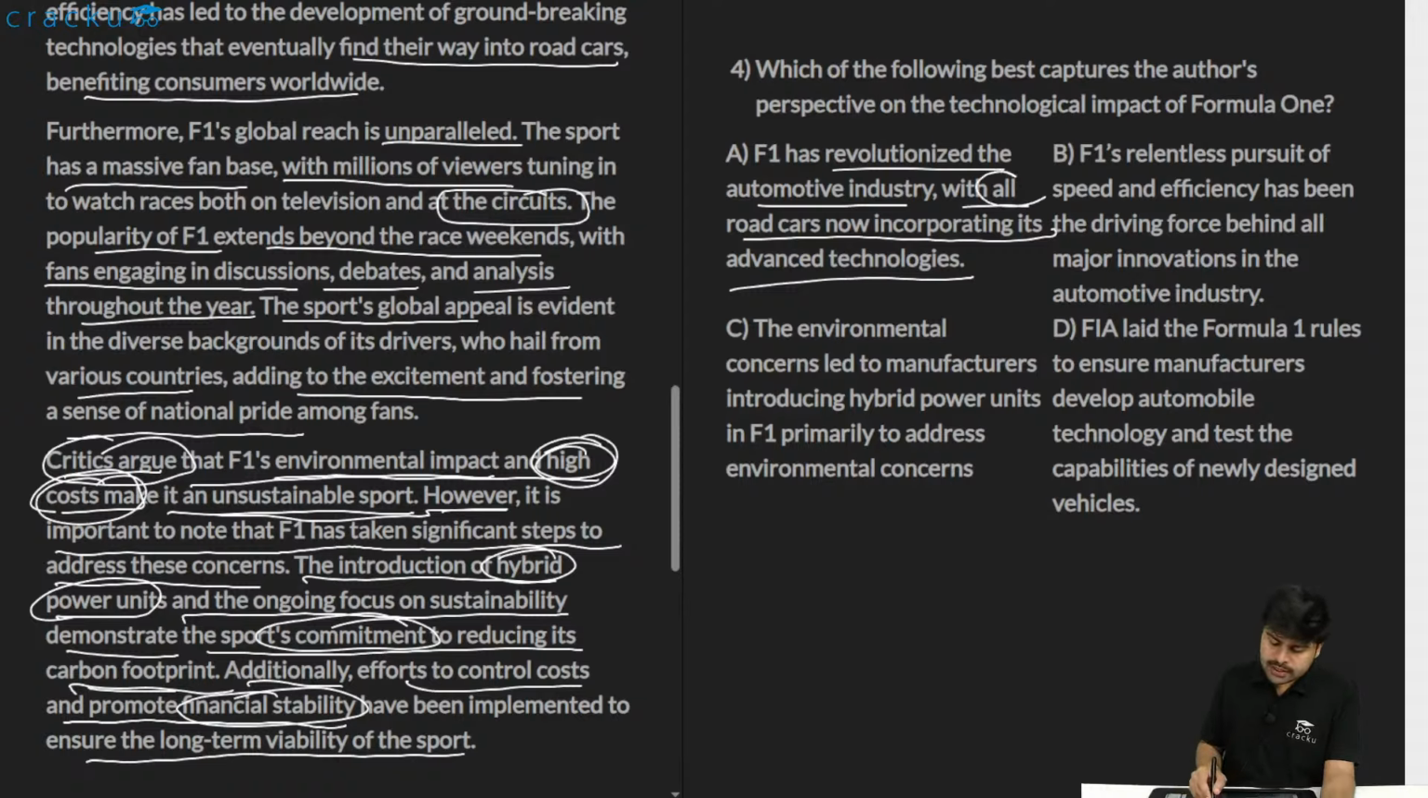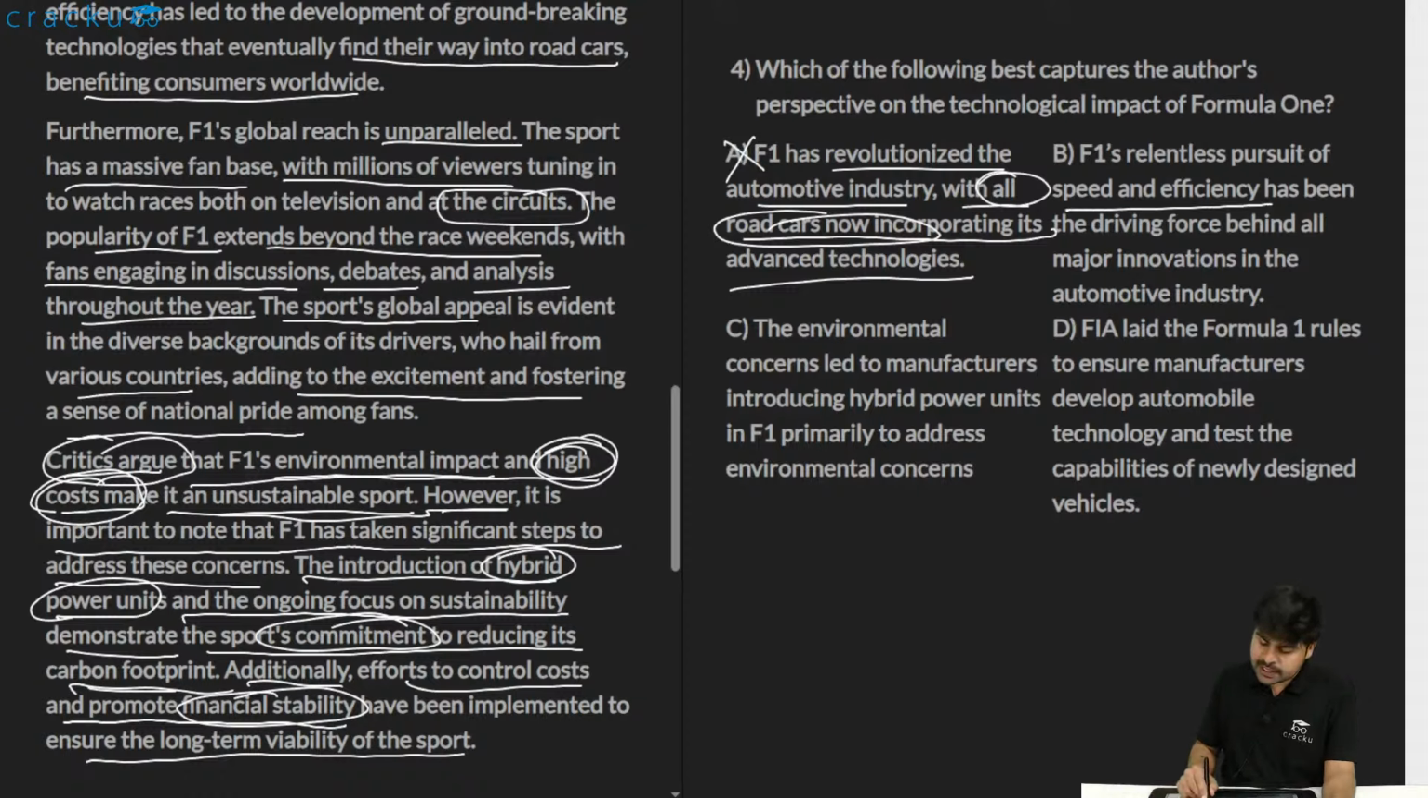All road cars, that is an extreme option, right? We need to make sure that there is a balance between practicality and cutting edge technology, right? The cutting edge technology that is employed in Formula 1 is not really suitable for road cars that are on the road, let alone all cars, right? So that is something that is too extreme. We'll eliminate option A. F1's relentless pursuit of speed and efficiency has been the driving force behind all major innovations in the automotive industry.